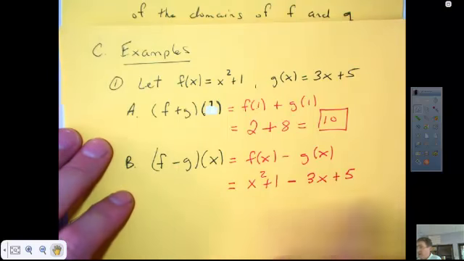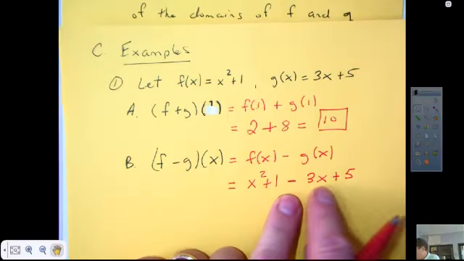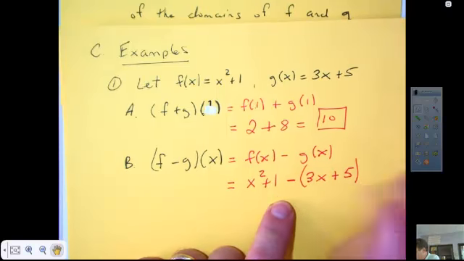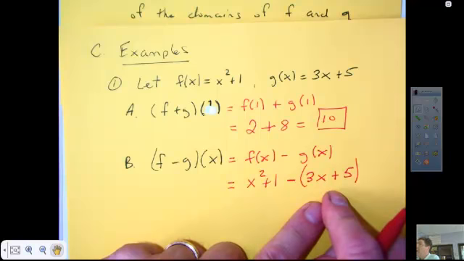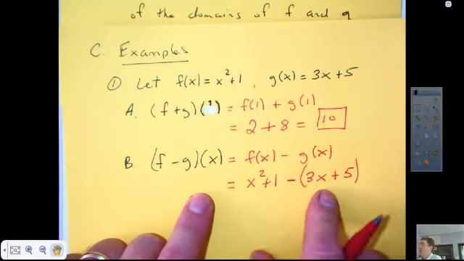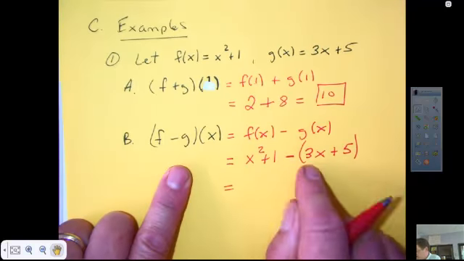So what's wrong with how I wrote it here? Not that it's not simplified, but look, I'm subtracting only the 3x, right? In fact, make sure you put parentheses around this. You want to subtract all of g. This says subtract all of g, not just the first term. And then when I simplify this, my first step is to distribute the negative through.